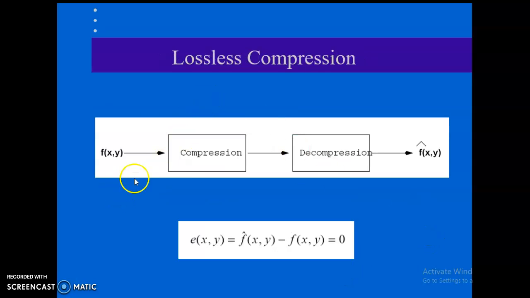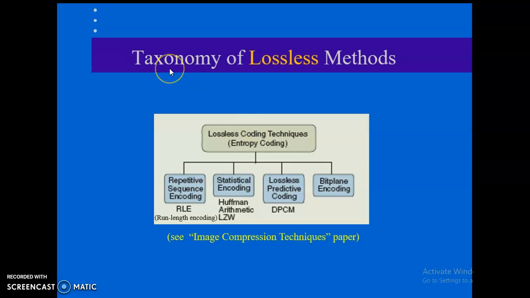Lossless compression. f of xy is given to compression, the compression output is given to decompression, and the output is f cap of xy. e of xy equals f cap of xy minus f of xy equals 0. This is the lossless compression. Taxonomy of lossless methods, lossless coding techniques: entropy coding, repetitive sequence coding (RLE), run length encoding, statistical encoding, Huffman, arithmetic, LZW, lossless predictive coding (DPCM), bit plane encoding.